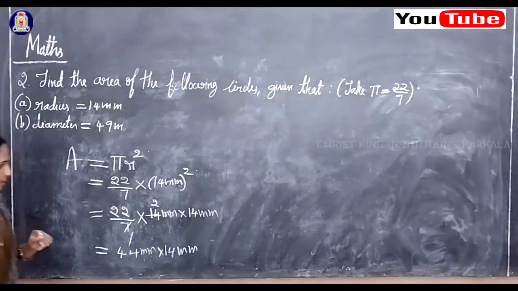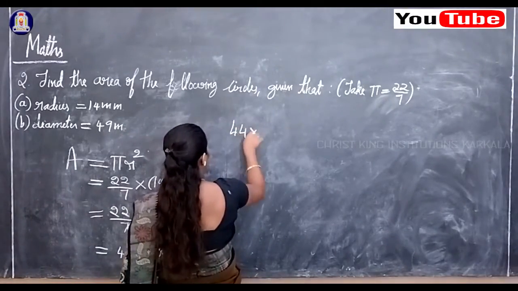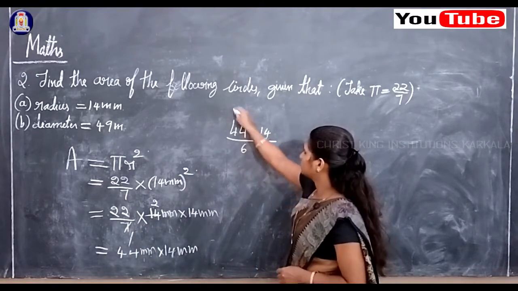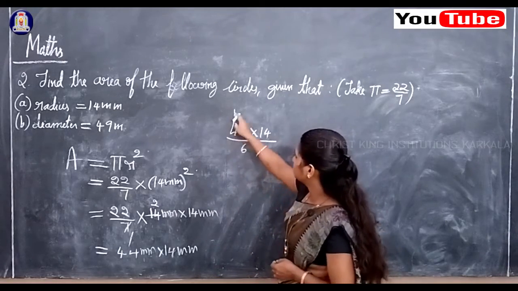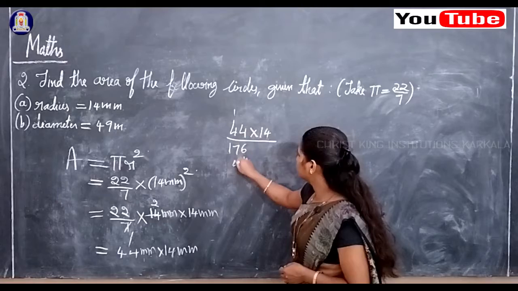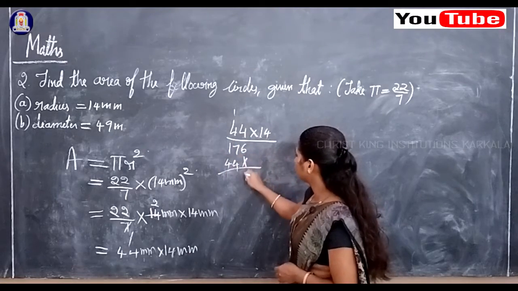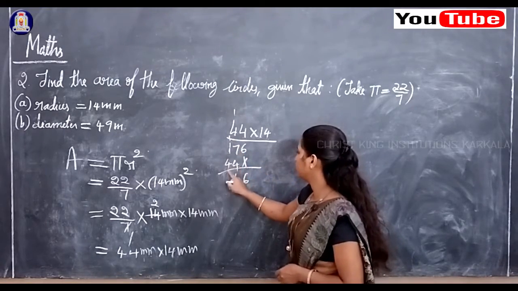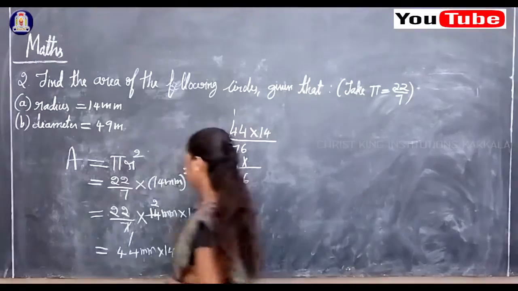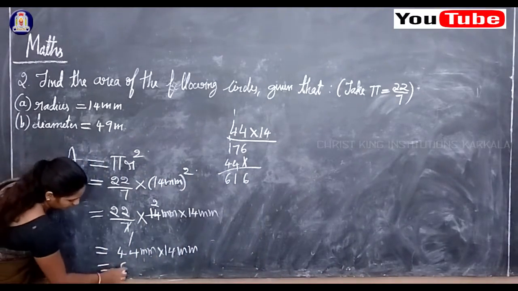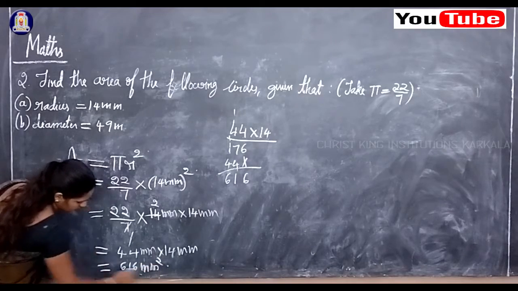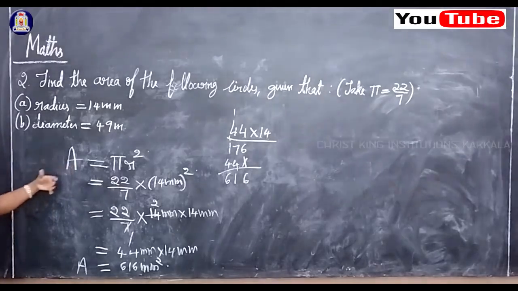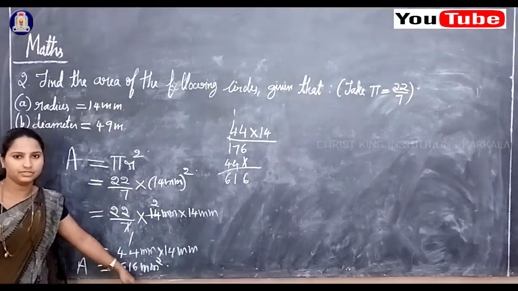So now if you multiply 44 into 14, we'll get 4 4s are 16, 1 remaining, 4 4s are 16 plus 1, 17. So 1 4s are 4, 1 4s are 4. So 6, 7 plus 4 is 11. So 1 plus 1 is 2, 2 plus 4 is 6. So the answer is 616 millimeter square. Okay, this is the area of a circle. Clear? Area of the circle is 616 millimeter square.